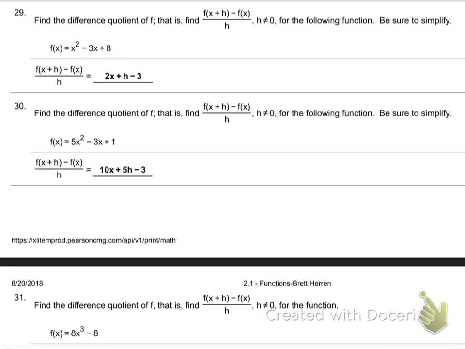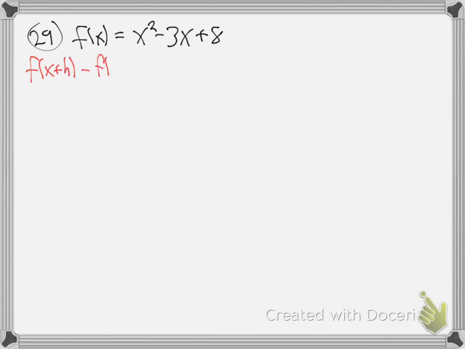All right, so algebra gets a little, this is like advanced algebra now. All right, so 29, let's do f of x equals x squared minus 3x plus 8. Okay, so now we're going to find f of x plus h minus f of x all over h.